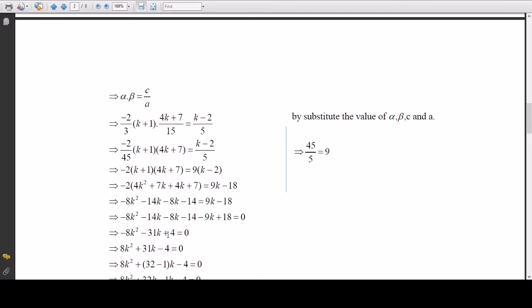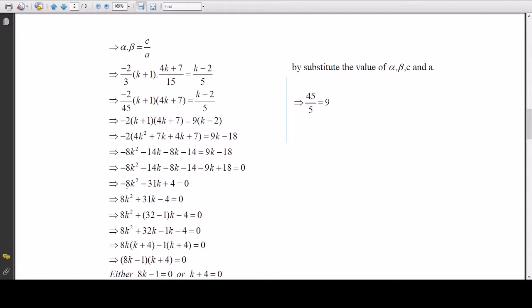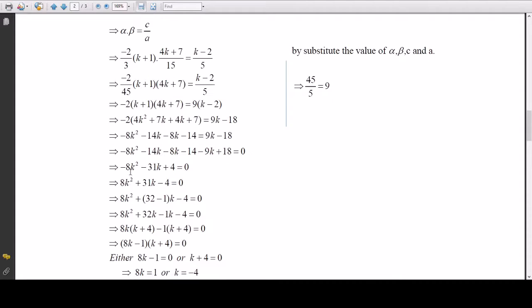Okay, now what we'll do here, we'll split the middle term of this polynomial. What is the variable here? It is k. Okay, now before that what we'll do, you will multiply throughout the equation by minus: minus minus plus 8k square, minus minus again plus 31k, minus plus minus 4, minus with 0 is 0 only. Okay, now here 8 multiply 4 is 32, you need 31, isn't it?